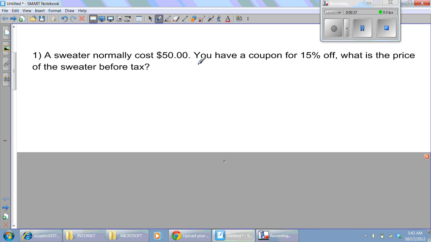It says a sweater normally costs $50. You have a coupon for 15% off. What is the price of the sweater before tax? Well, there's two ways to do it. So I'm going to do the problem two different ways. I'm going to tell you both of the problems involve subtraction.